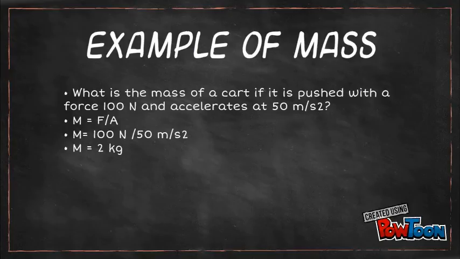Example of mass. What is the mass of a car if it is pushed with a force of 100 newtons and accelerates at 50 meters per second squared? M equals F over A. M equals 100 newtons divided by 50 meters per second squared. M equals 2 kilograms.